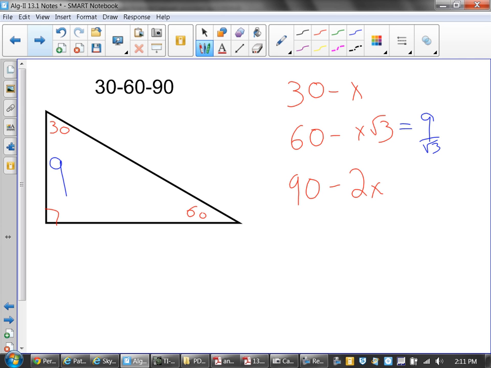And then rationalize. Remember, when I'm rationalizing my denominator, I'm multiplying the top and the bottom by the same thing. Square root of 3 times the square root of 3 is? So you get 9 root 3 over 3, which is 3 root 3.